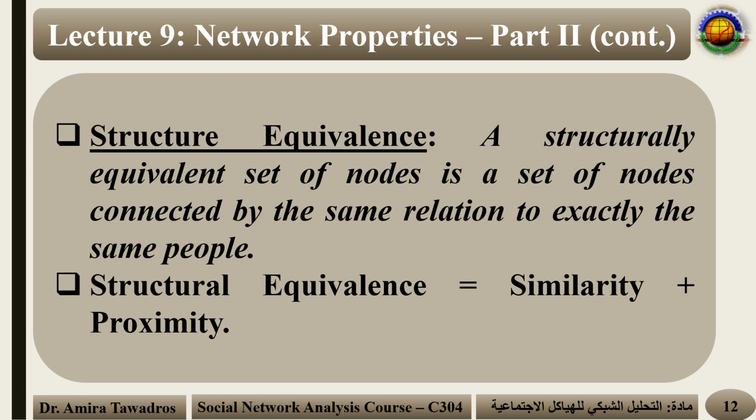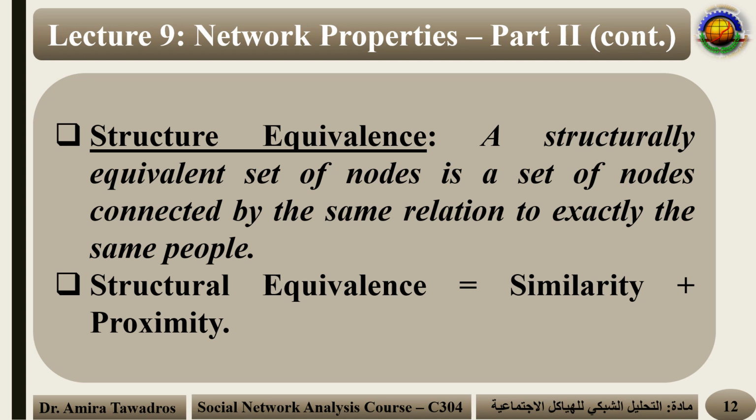Position, as you know, usually describes structural correspondence or similarity. Actors who are connected to the network in the same way are said to be in equivalent positions. So we can define now the term structural equivalence. A structurally equivalent set of nodes is a set of nodes connected by the same relation to exactly the same people. In other words, these nodes have identical ego networks.